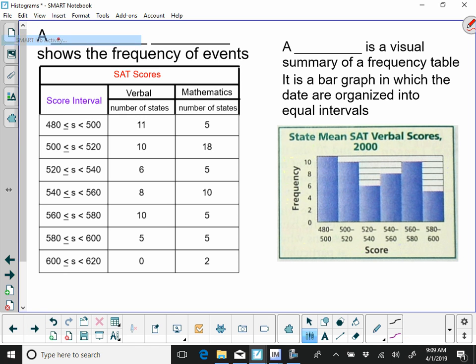A frequency table. A frequency table shows the frequency of events. Y'all, a lot of your ESE is going to be, can you read a chart? So in this situation, if I was to ask you, how many states scored between 520 and 540 in verbal? How many states scored between 520 and 540 in verbal?